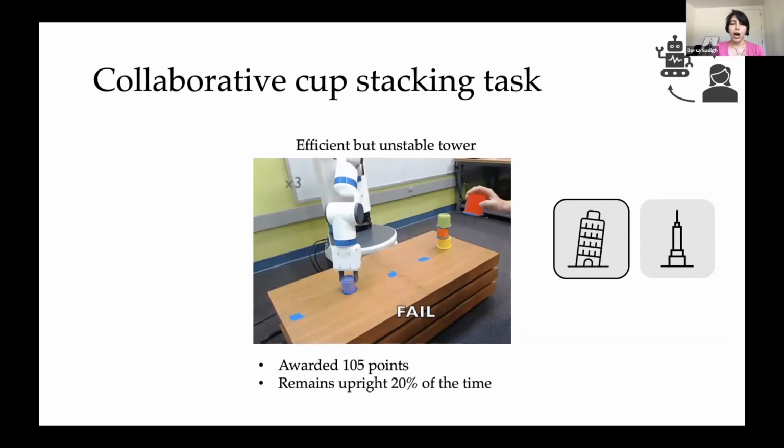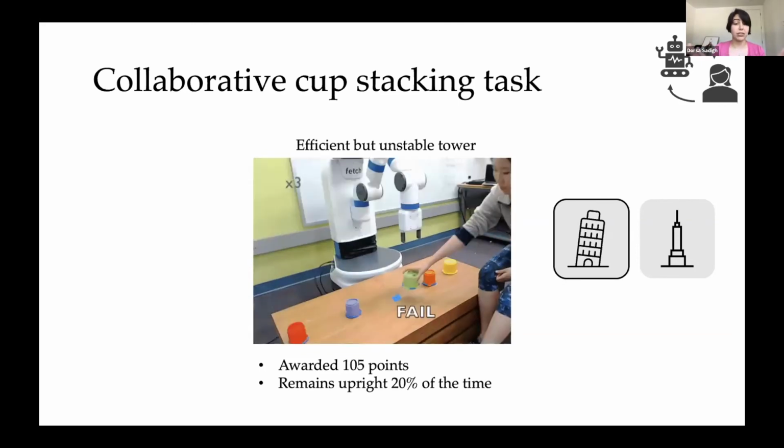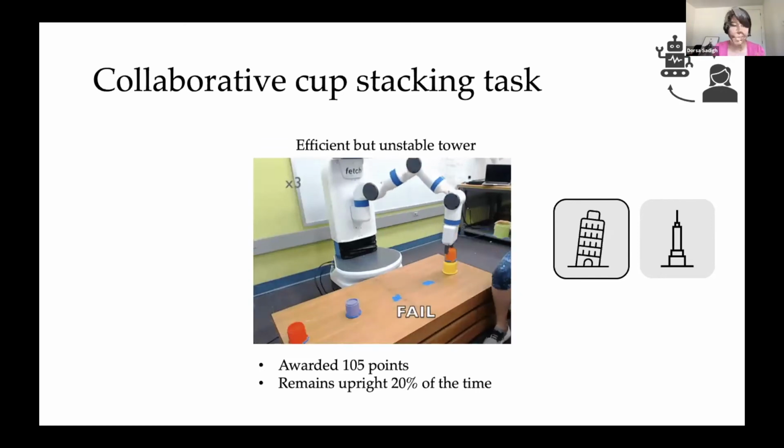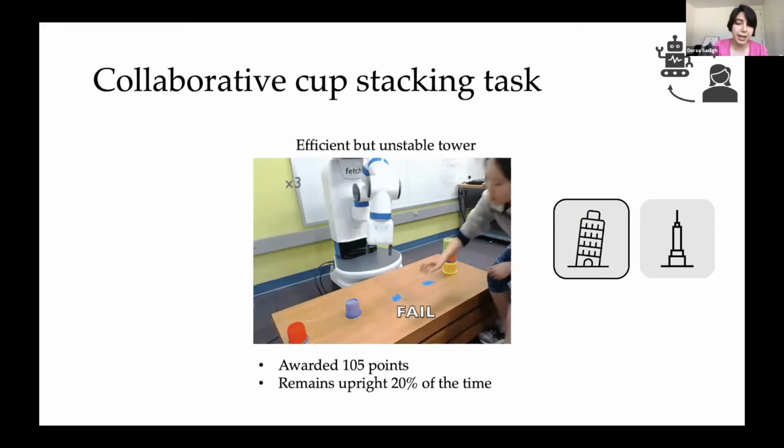So basically, if the tower stays upright, they get a lot of points. They get 105 points. But the thing is, the tower only stays upright like 20% of the time. So it's very efficient, but it can be unstable.